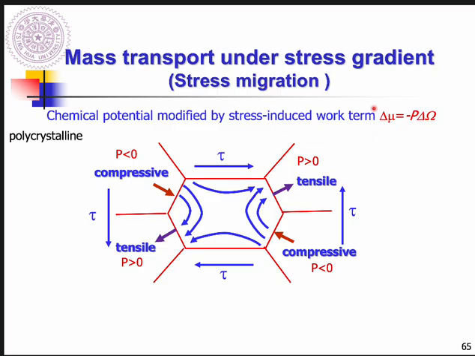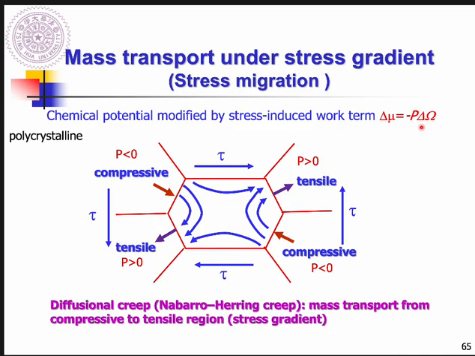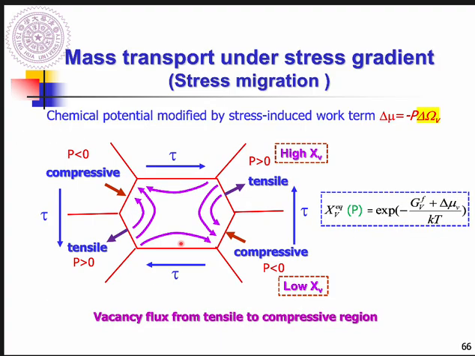So the chemical potential gradient is, as we mentioned, the average atomic volume times the stress. And this actually is the one you have learned in metallurgy. We call it diffusion creep, the mass transfer from compressive region toward tensile region induced by stress gradient.